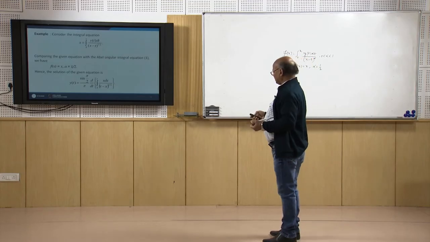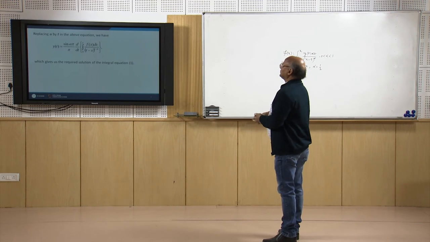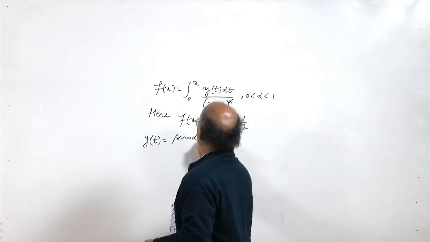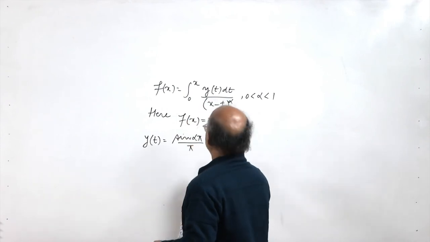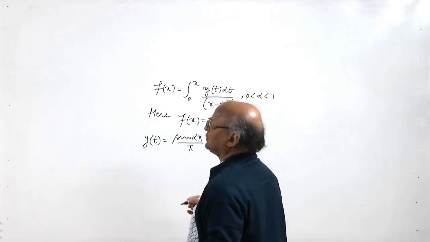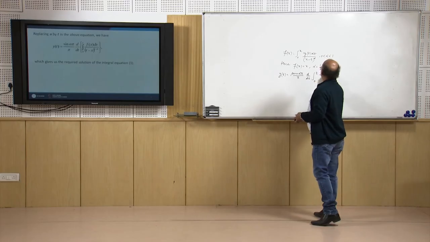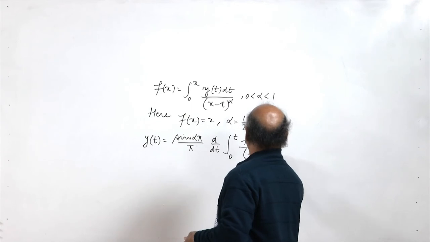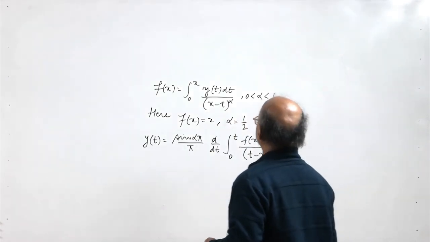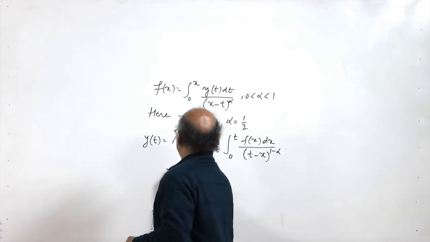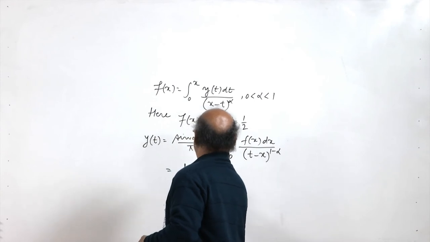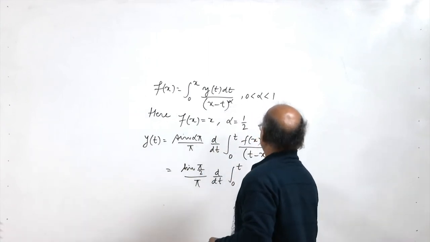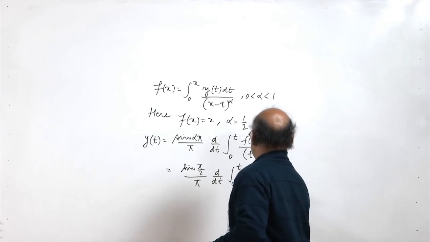Now let us recall the solution of the integral equation. y t is equal to sin alpha pi over pi d over dt integral 0 to t f x dx over t minus x to the power 1 minus alpha. So let us substitute f x equal to x here and alpha equal to half. So y t is equal to sin pi by 2 divided by pi d over dt integral 0 to t x dx divided by t minus x to the power half.